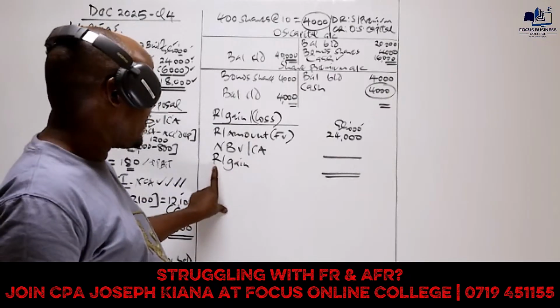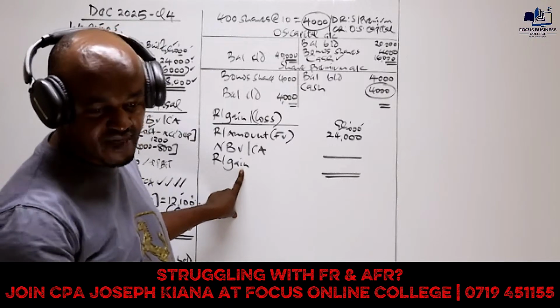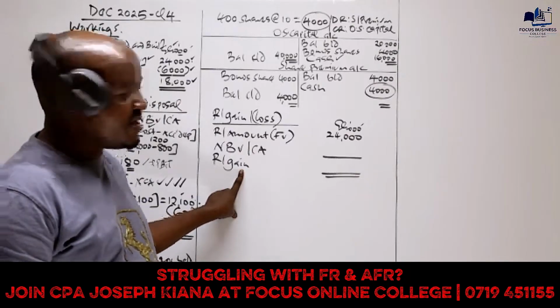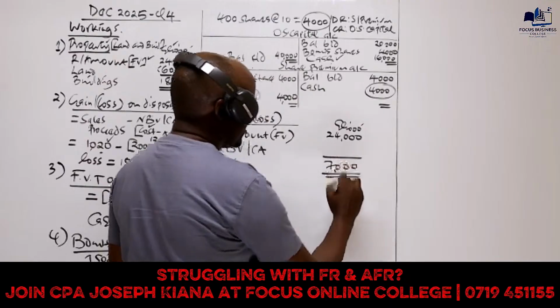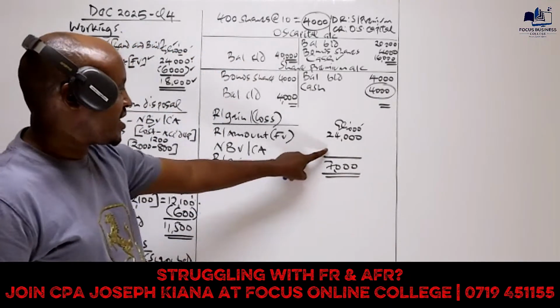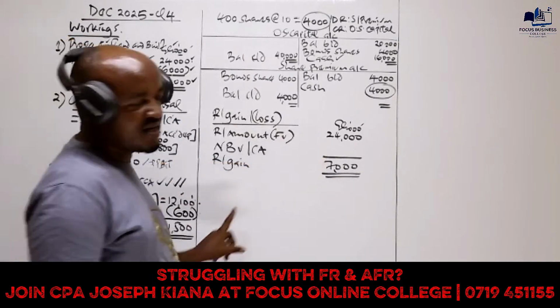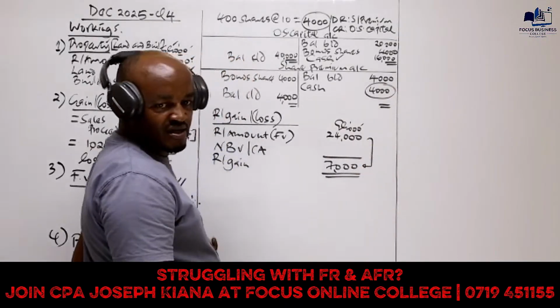But in our case, we have the revaluation gain. The revaluation gain, we have it in the income statement. Can you go to the income statement down there? In the income statement, you are told the revaluation gain on property was this one. So can you determine the net book value? Yes. It will automatically be the difference between these two values.